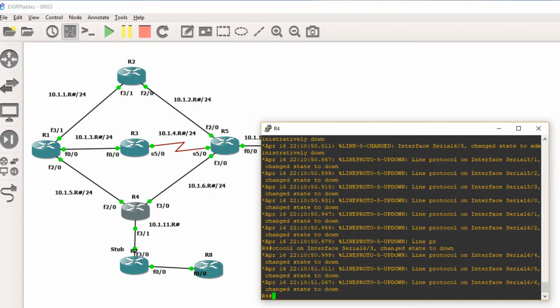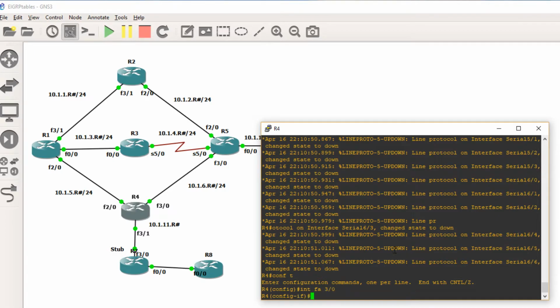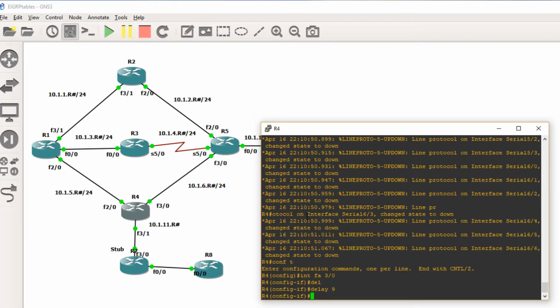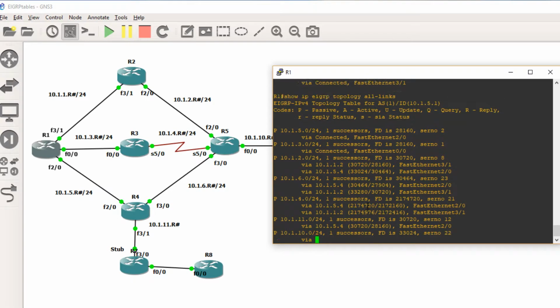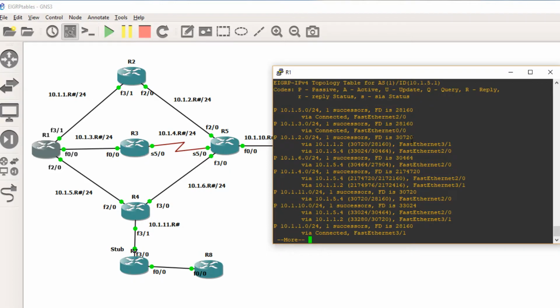So what we're going to do is go to FastEthernet 3/0. And if we see that change, we see our reported distance from router 4 is less than the feasible distance. So now we should have two routes in our topology table. And we do. That's the exact behavior we're looking for.